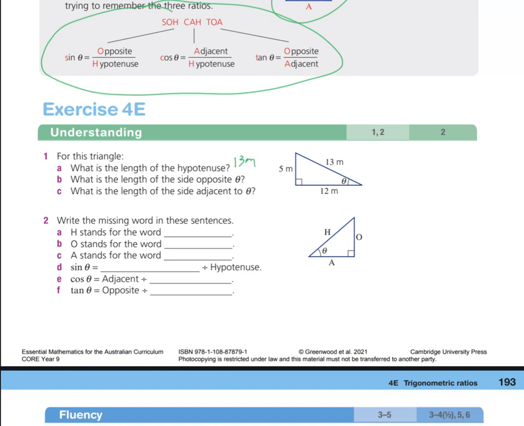What is the length of the side opposite theta? There's theta. There's opposite, so it's 5 meters. And adjacent is always the one just next door. And that one is 12 meters. So H stands for hypotenuse, O stands for opposite, A stands for adjacent. Sine theta is going to be opposite divided by hypotenuse. Cos theta is going to be adjacent divided by hypotenuse. And tan theta is going to be opposite over adjacent.